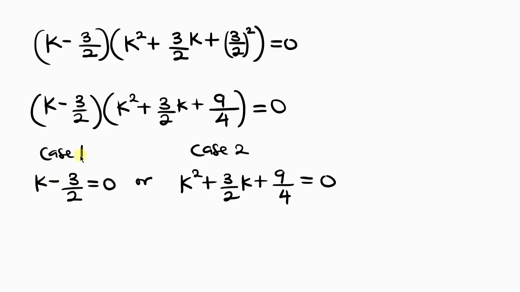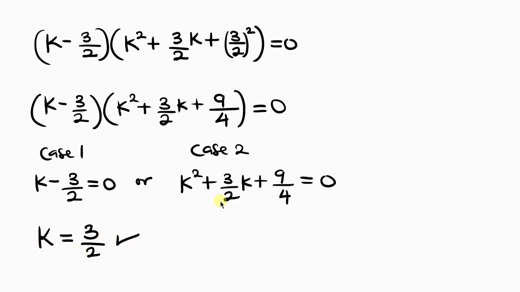Now we're going to be solving this one after the other. So starting with the first case, the value of k can be gotten easily by moving negative 3 over 2 to the right hand side. So k is now equal to, as negative 3 over 2 crosses to the right, it becomes 3 over 2, which is a positive value. And this is a real solution for k.